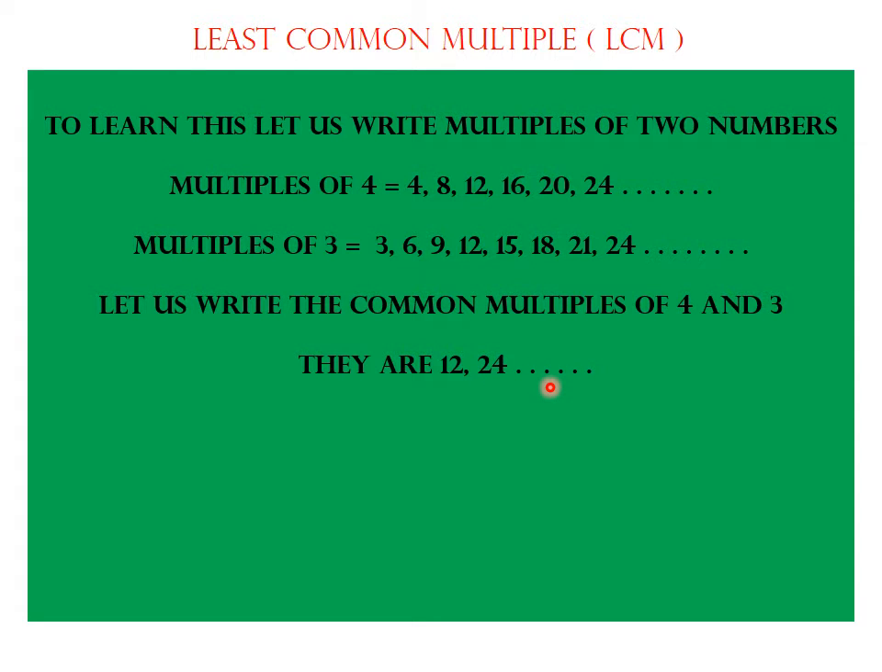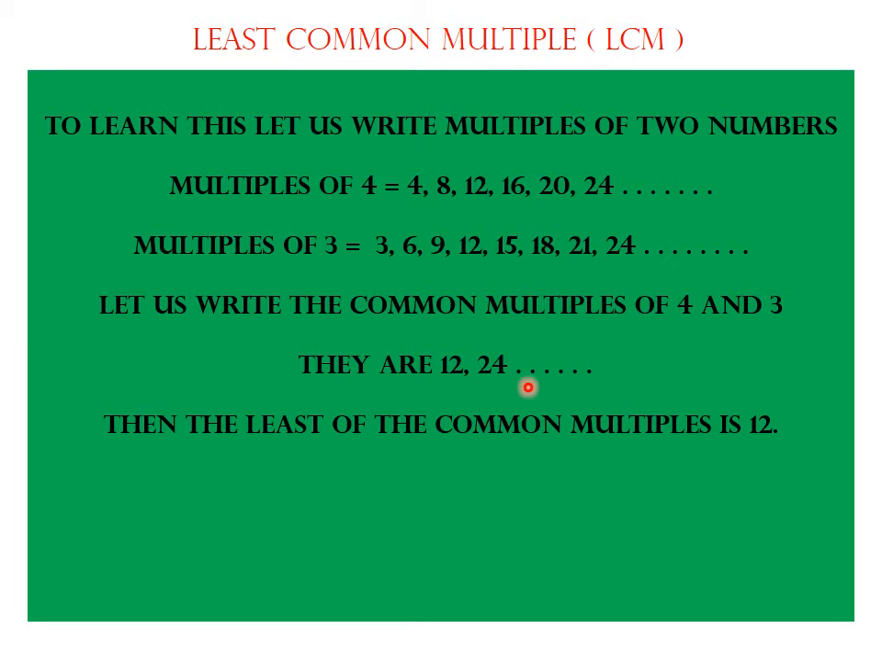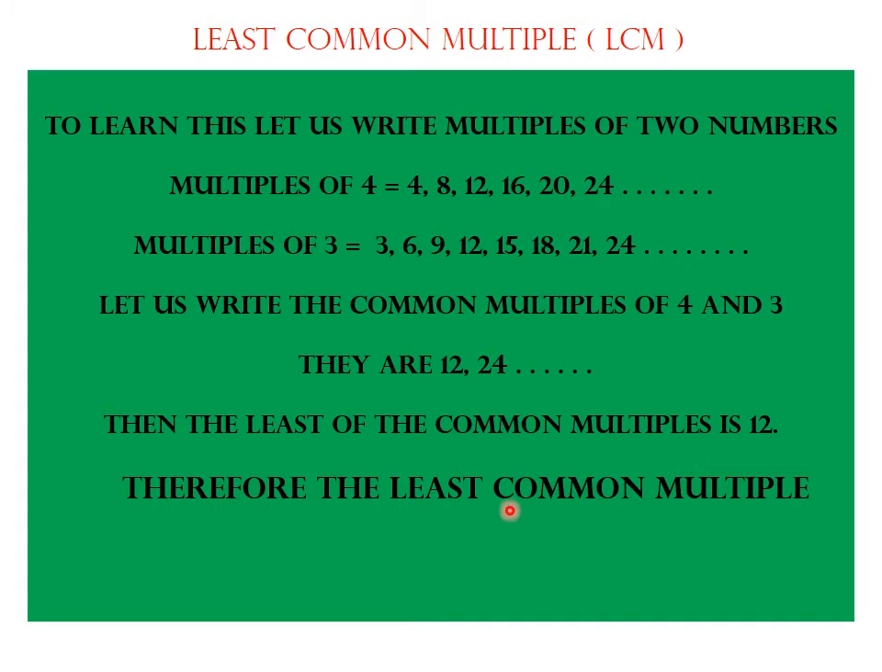After getting the common multiples, what is the least of the common multiples? It is 12, because we get more multiples greater than 24 but not less than 24 or less than 12. Therefore, 12 is the least of the common multiples. Therefore, 12 is called the least common multiple of 4 and 3.